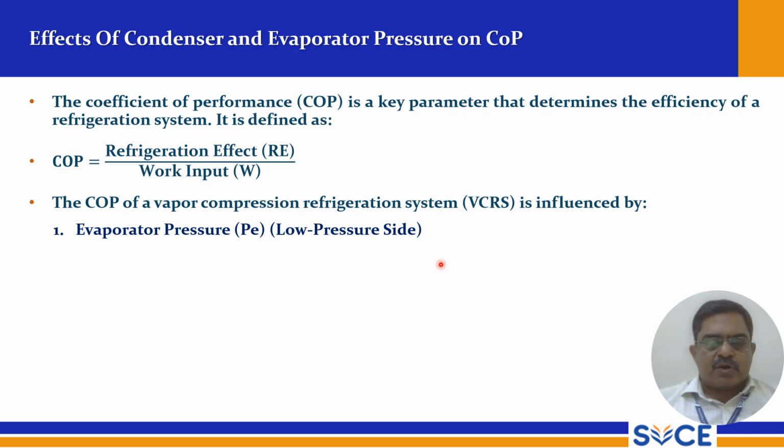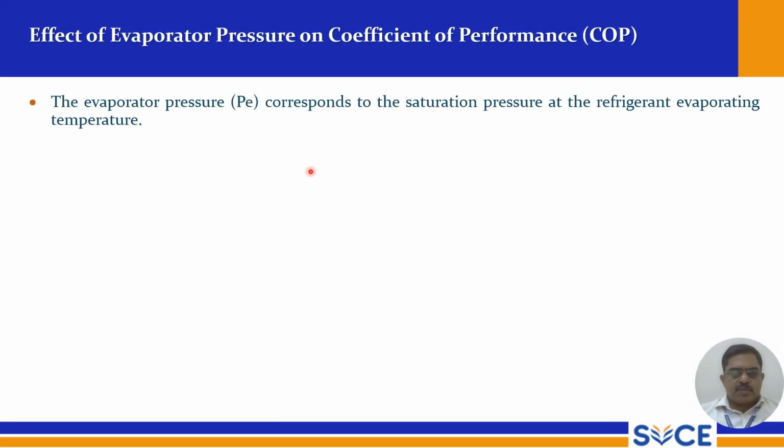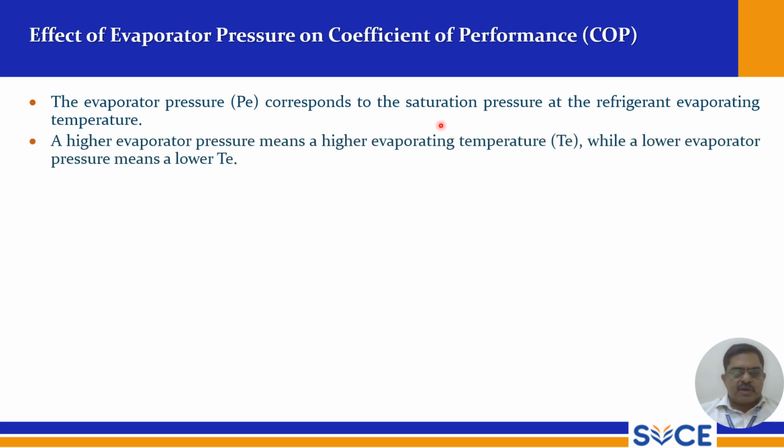PE is on the low pressure side. The evaporator is on the low pressure side, and the condenser is the high pressure side. We know this from the cycle and from the arrangement in the very first class of this unit, where we discussed the evaporator and condenser. So the condenser is the high pressure side, and the evaporator is always the low pressure side. The evaporator pressure corresponds to the saturation pressure at the refrigerant evaporating temperature. So it is related to saturation pressure, and a higher evaporator pressure means a higher evaporating temperature, that is TE, while a lower evaporator pressure means the temperature is also lower.